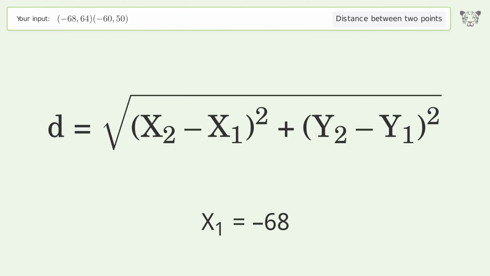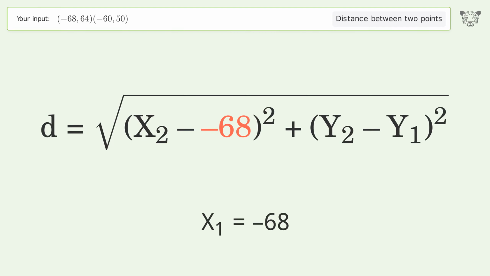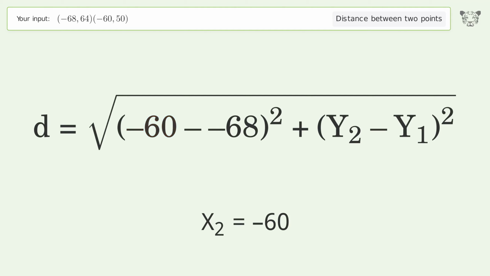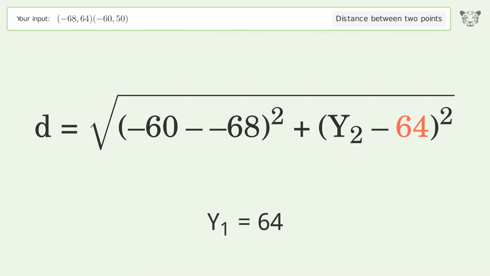x1 equals negative 68. x2 equals negative 60. y1 equals 64. y2 equals 50.